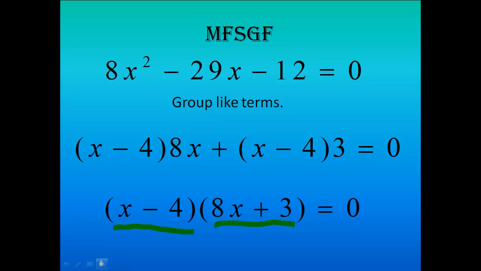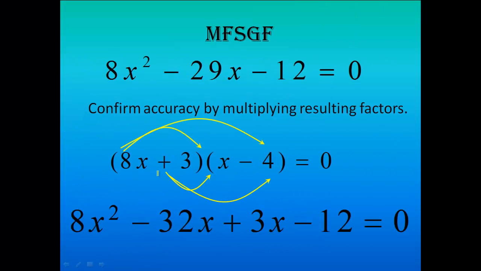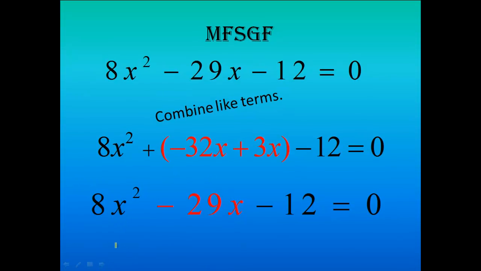Again, I've got a quadratic, which I can always check by multiplying my factors to see if I get my initial term. So I'll do 8x times x, 8x times a negative 4, 3 times x, and 3 times a negative 4. Yields these four terms. I'll combine my middle terms to yield the original quadratic equation I began with.